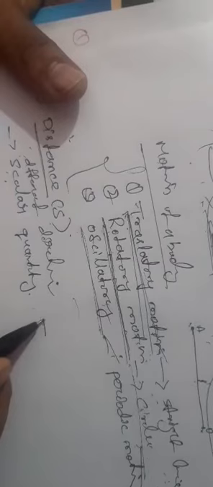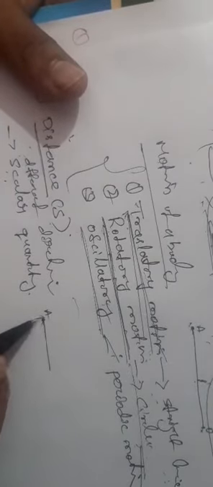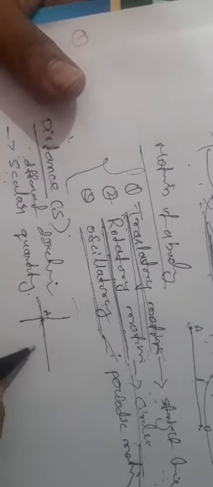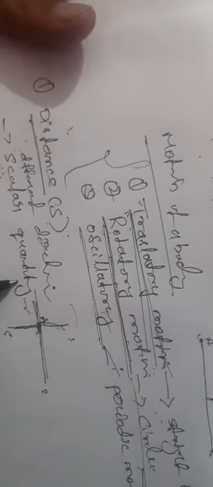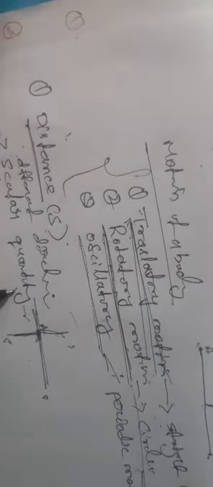A better example is the particle moving in different directions, north or south, east and west, any direction, but there is no particular direction. That is called distance. That means only magnitude is present, no particular direction, and the distance is a scalar quantity.